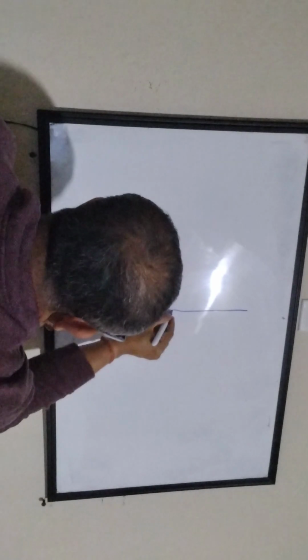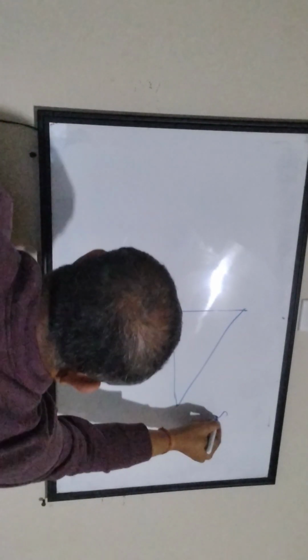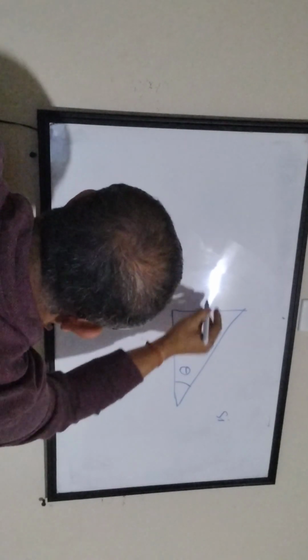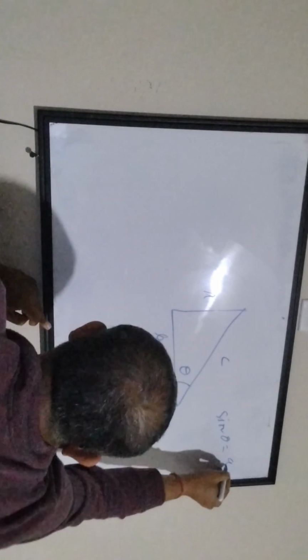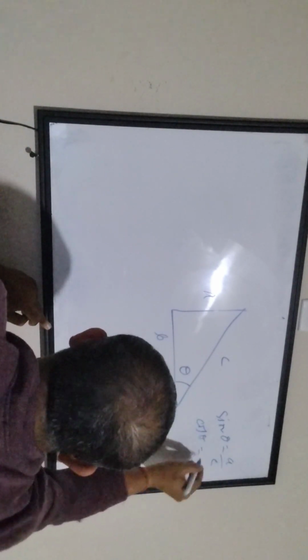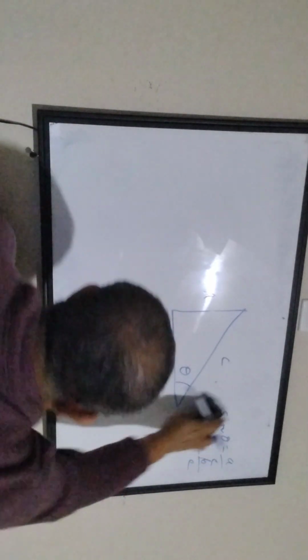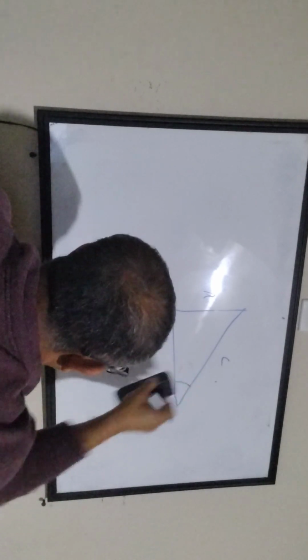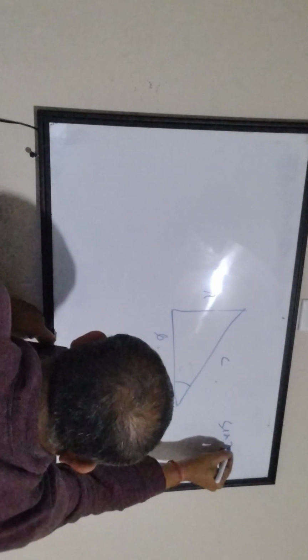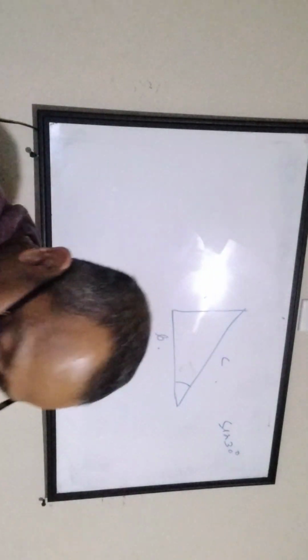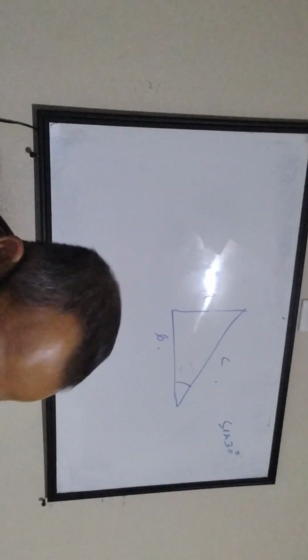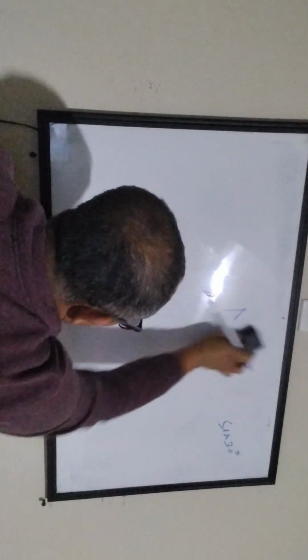So first of all, everybody knows if this is my theta, and let's say the sides are A, B and this is C, sine of theta equals A by C, cos of theta equals B by C, and so on and so forth. Now, if you have to find out sine of 30 degree, we did that in the last class. I'm sure all of you were there in the SAT class, but we will just try proving that.